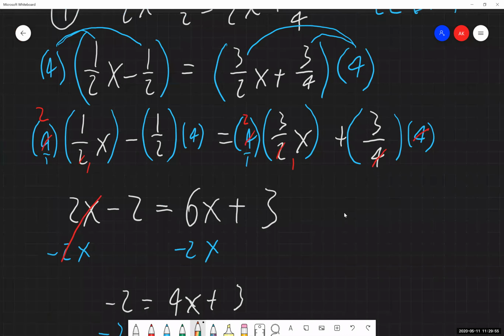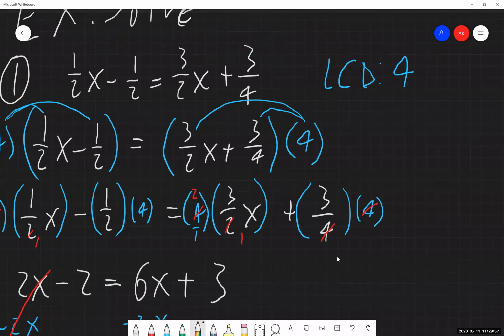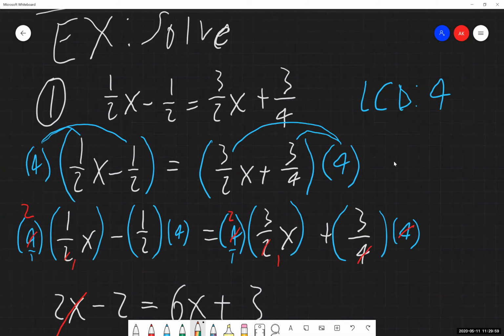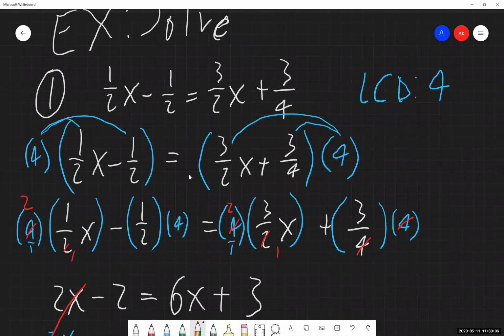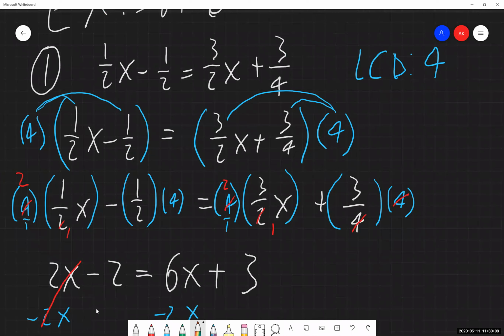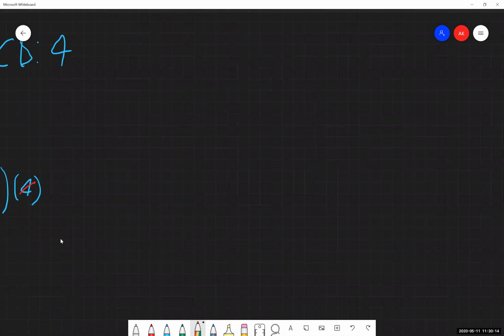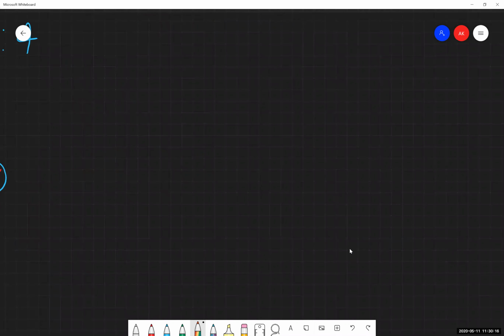So again, our first steps of finding that lowest common denominator, multiplying both sides, meaning every single term by that lowest common denominator, should yield only integers, which is really nice. So we'll take a look at our other example from that same page.